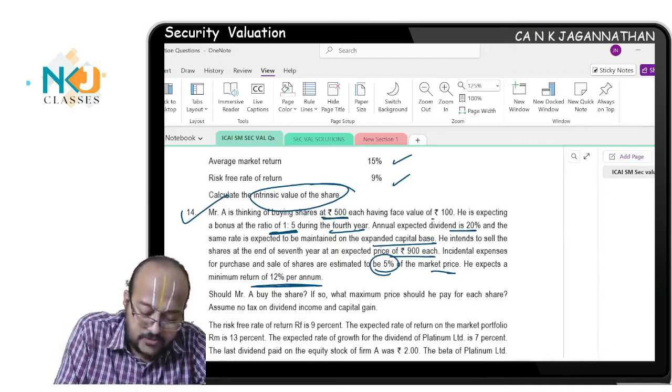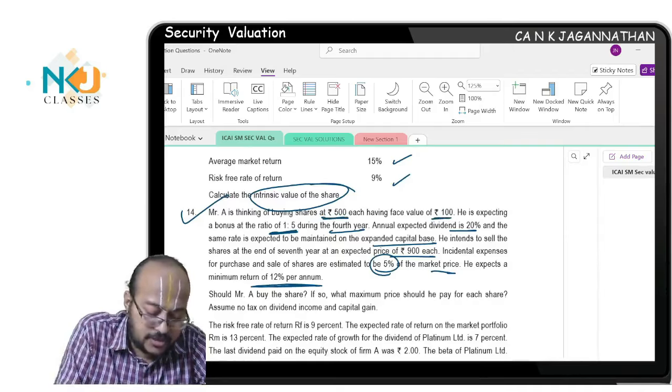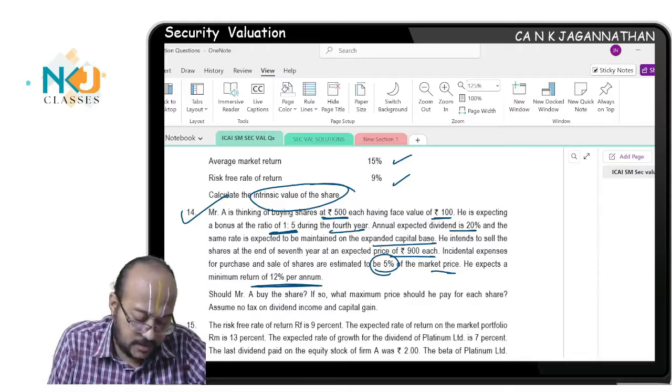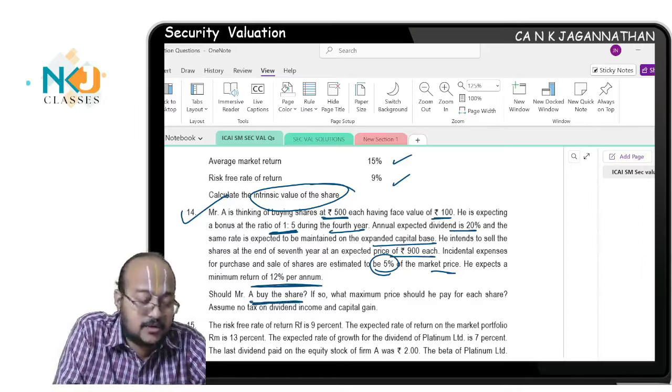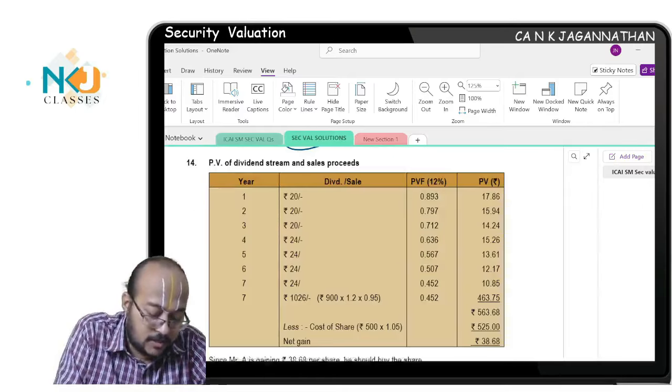500 each, having face value of this. He is expecting a bonus share. So what will we find out now? We need to find out the fair value of the share considering these data, the bonus issue and other details.